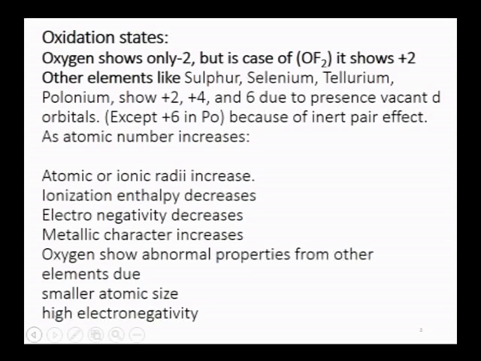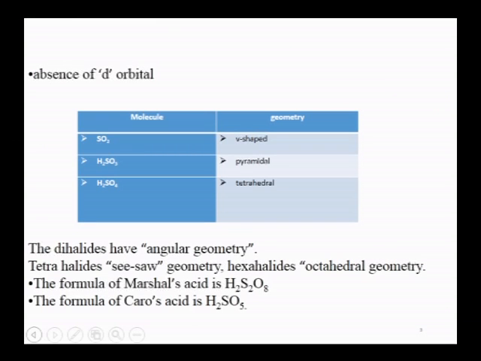As the atomic number increases down the group, atomic or ionic radii increases, ionization enthalpy decreases, electronegativity, that is attracting electron pair, decreases, and metallic character increases. In this family, oxygen shows abnormal properties from the other elements, due to smaller atomic size, high electronegativity, absence of d orbitals.